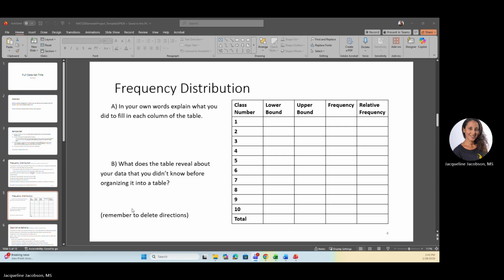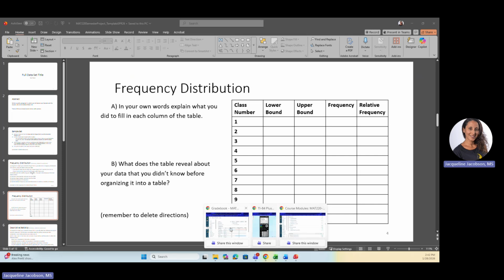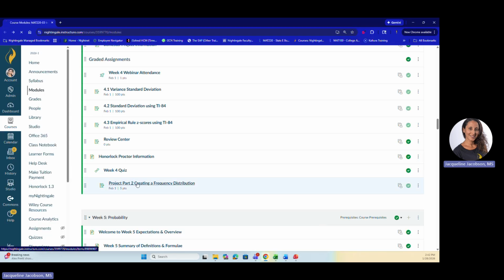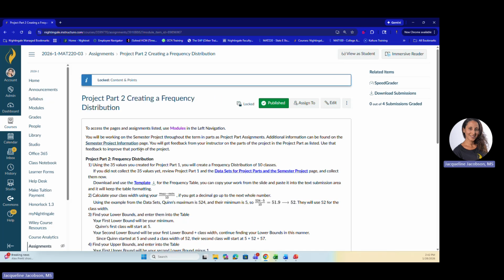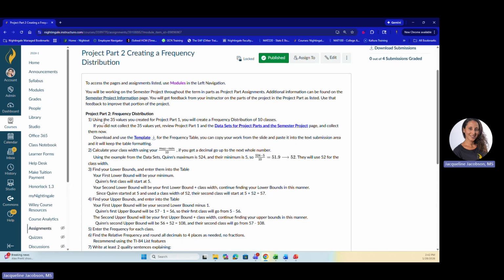Okay, so let's go. I'm going to show you on here to project part 2, what it says here. To access it. All right, using the 35 values that you created for project part 1. So project part 1 consisted of your systematic sampling method, the sample slide on the project template, and you're using that same sample, which is why you want to make sure that you're sampled correctly. You are using that sample for the rest of the project.